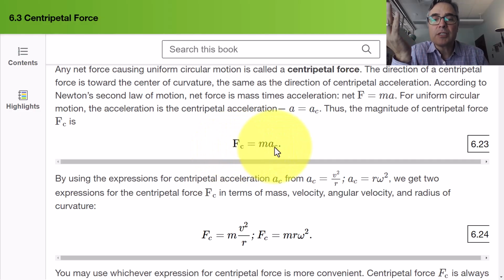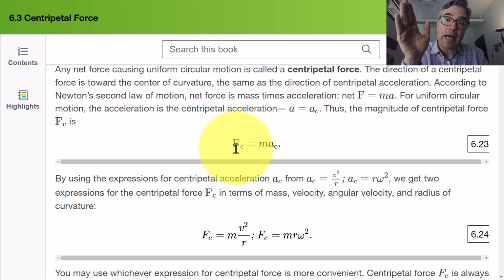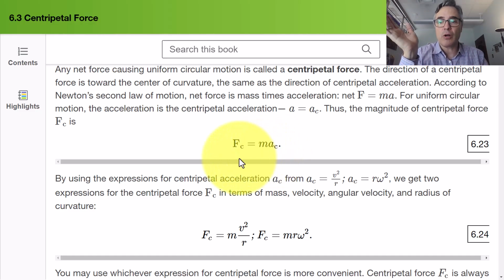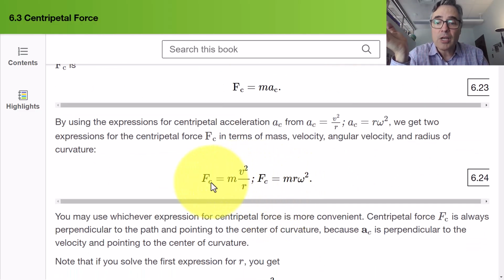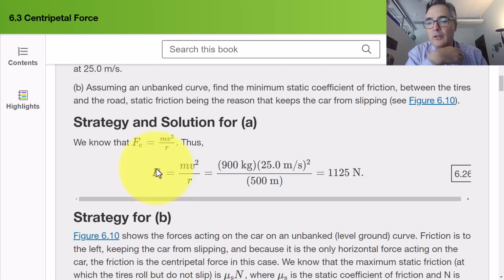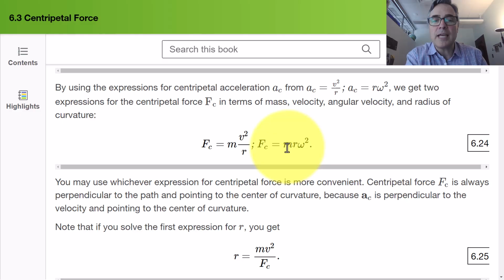So this is really just a statement of Newton's second law, which is F net equals mass times acceleration. The acceleration in the case of uniform circular motion is v squared over r, and so the net force on an object traveling at a constant speed in a circular path is just m times v squared over r. It looks like this: Fc equals m v squared over r. Another way of putting it is m times r times omega squared, where omega is equal to v divided by r. It's the angular velocity we talked about earlier.